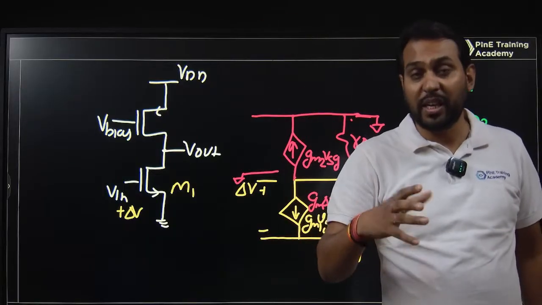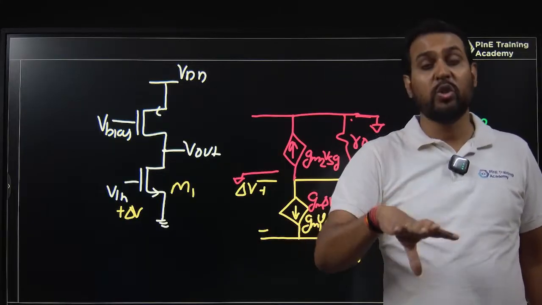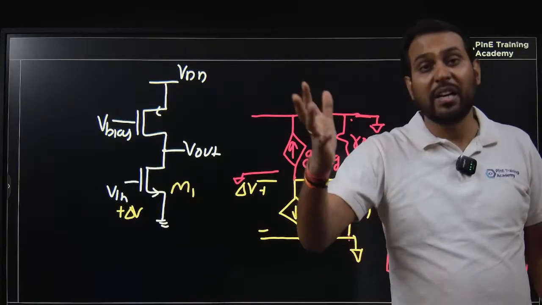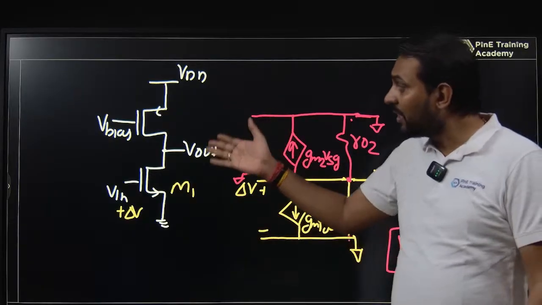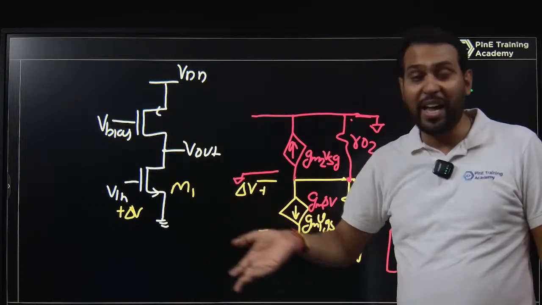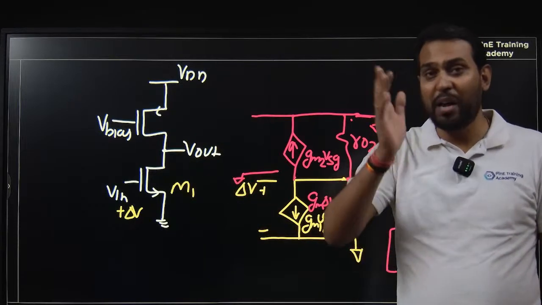Capacitor stores the energy. Inductor stores the energy. Capacitor stores the energy in the form of electric field. Inductor stores the energy in the form of magnetic field. Resistance dissipates the energy as power, as heat. So if you have a resistance, it will heat up if the current is higher. That power is equal to I square R, or V square by R.